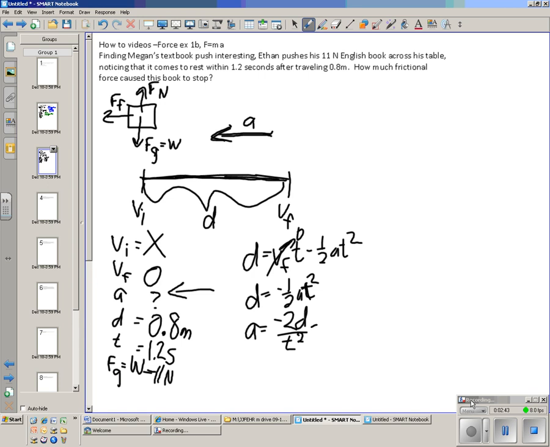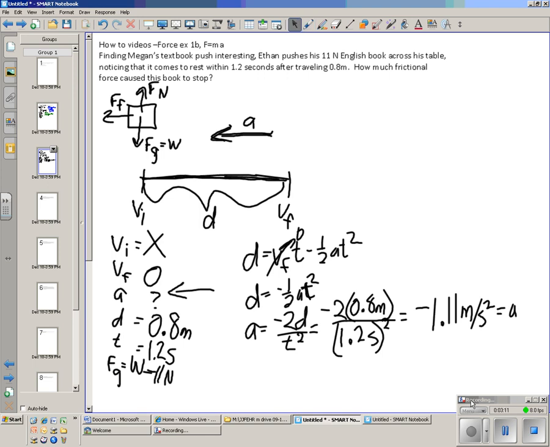We plug in, we have negative 2 parenthesis 0.8 meters close parenthesis divided by 1.2 seconds parenthesis squared. Tap that into our calculator, we get negative 1.11 meters per second squared. Okay, that is our acceleration.